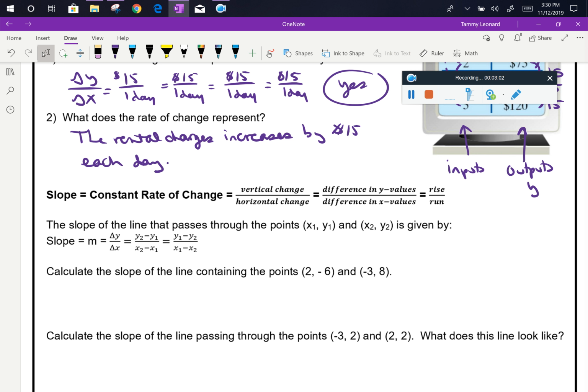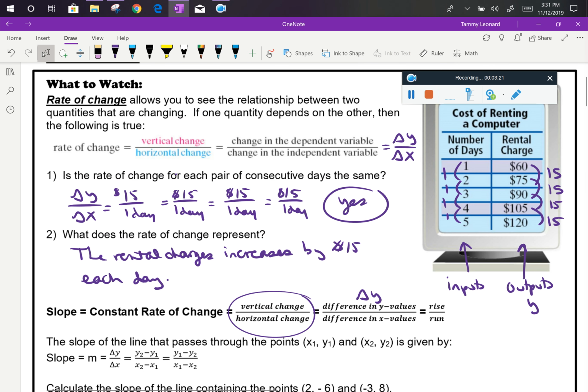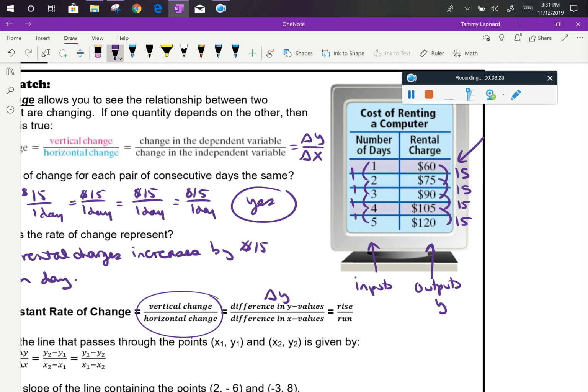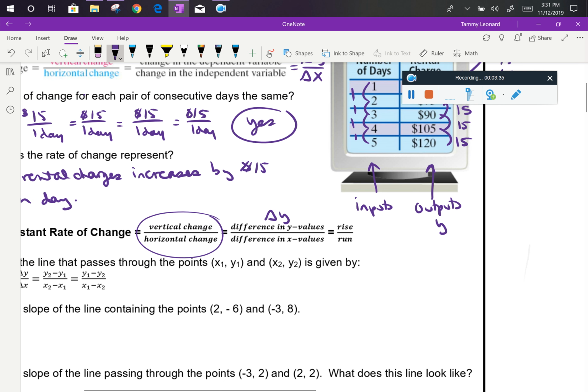So we start looking a little bit more specifically at how we can actually calculate this. So notice vertical change over horizontal change is the same as up above. But when we talk about how to calculate the change in y, that's what we call the difference in the y values. So when we were up here looking at this problem and we said from 60 to 75, how much is that? Well, we could have done 75 minus 60 to get the 15. So that's what we mean by the difference in y values.